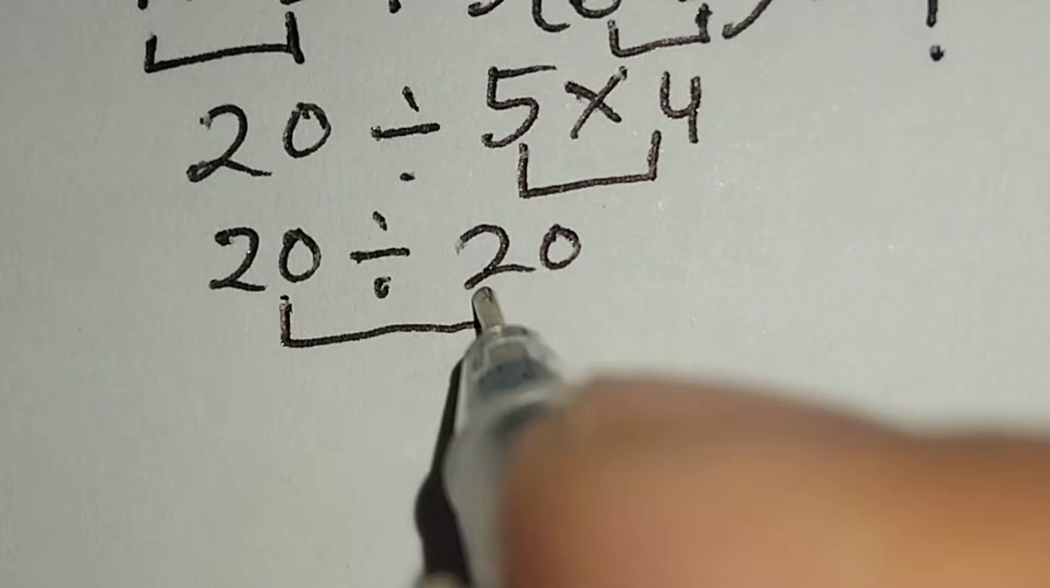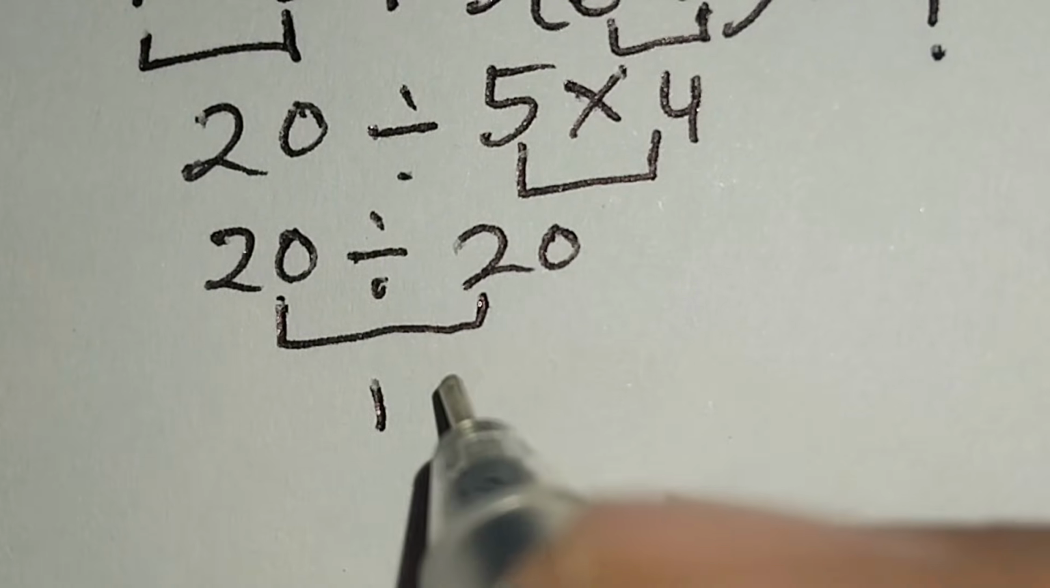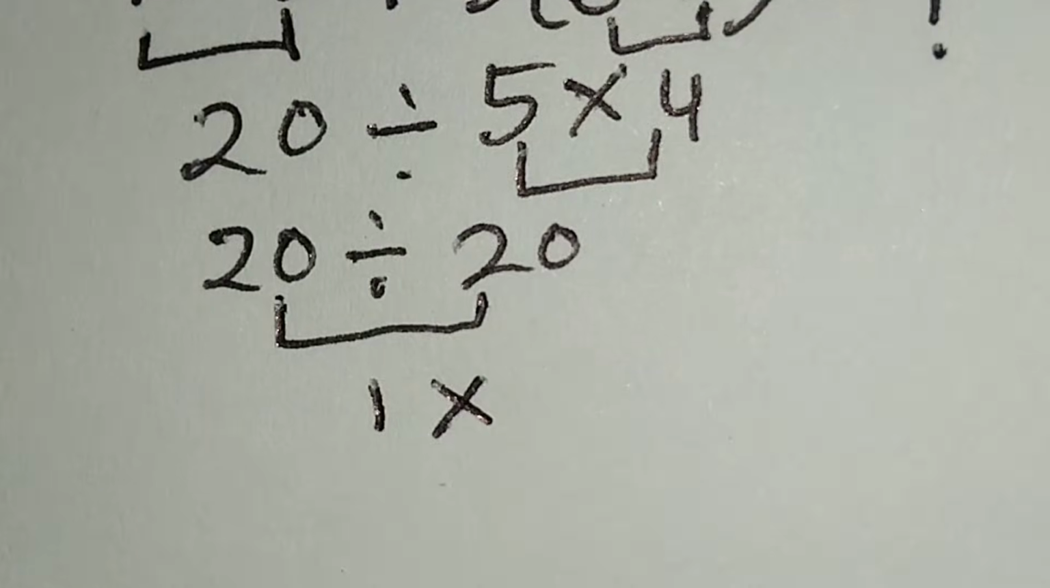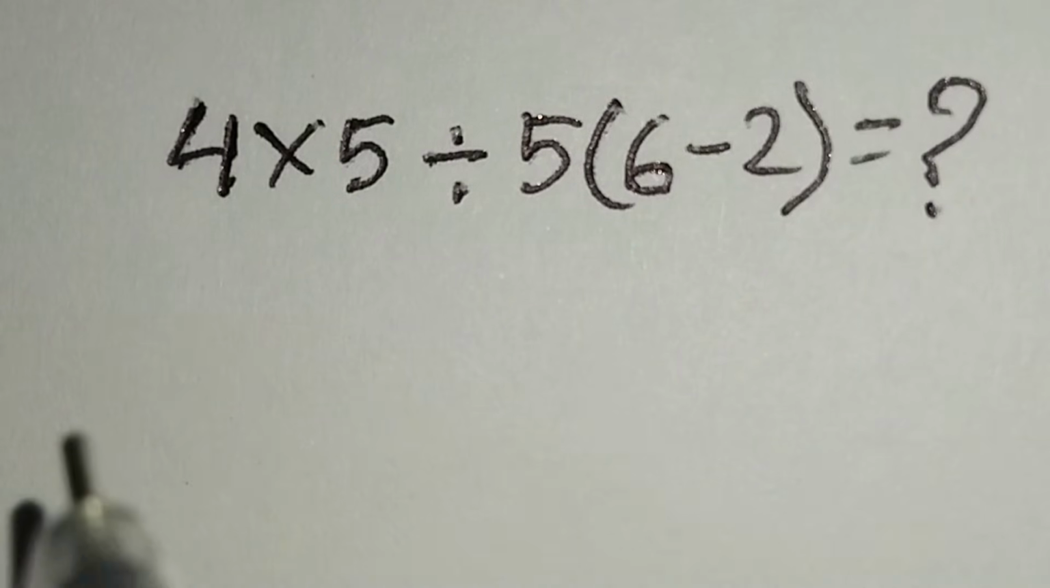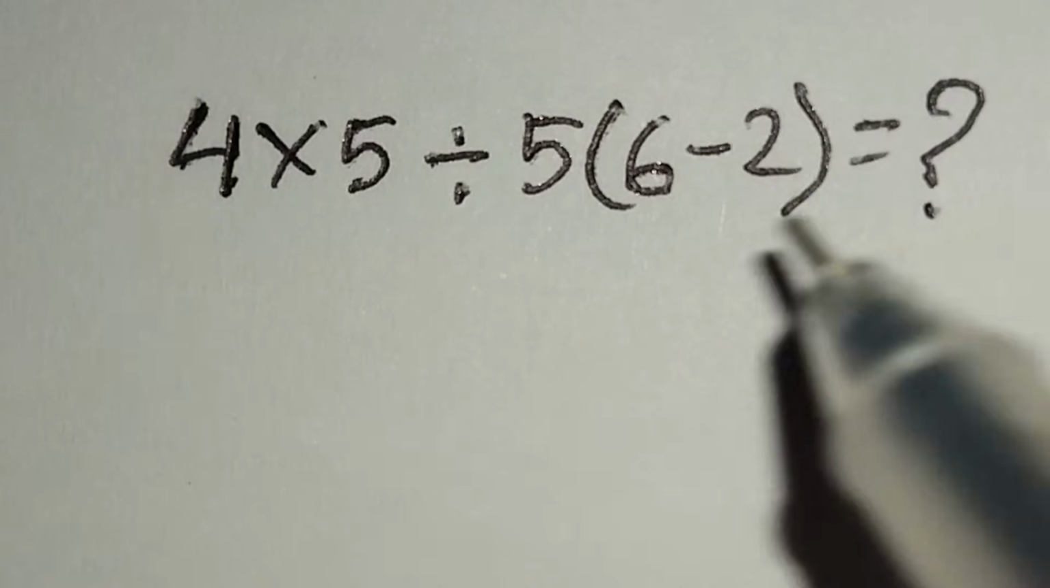20 divided by 20 gives us 1. But this answer is not correct. Now I will apply the PEMDAS rule to solve this math correctly.